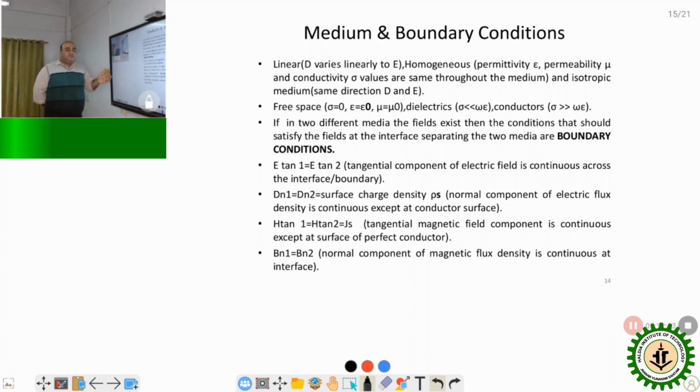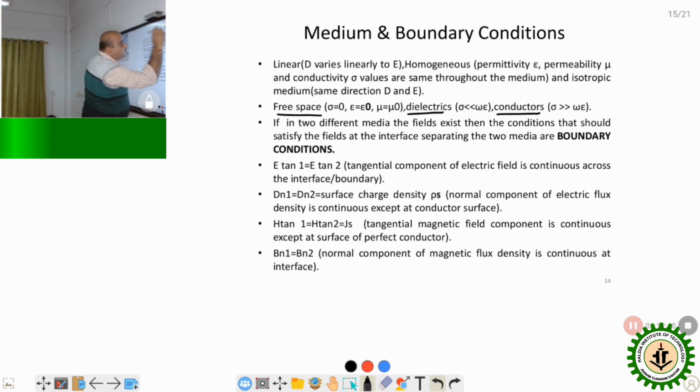The classification of the medium basically depends on three things. One medium is simply air or free space. One is a dielectric medium, and one is a conducting or good conducting medium. Where the sigma value is very low or insignificant, that is the dielectric. Where the sigma value is very high, we call it the conducting medium. If sigma is totally absent, that is 0. So this term is very important: free space, one is the dielectric, one is the conductor.